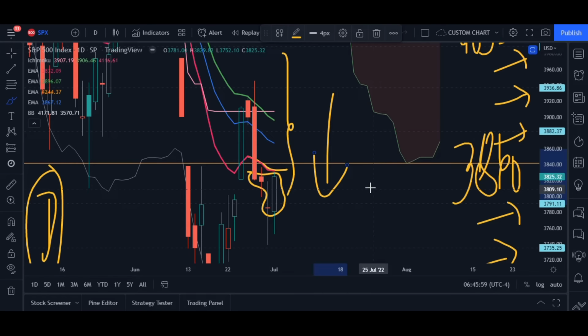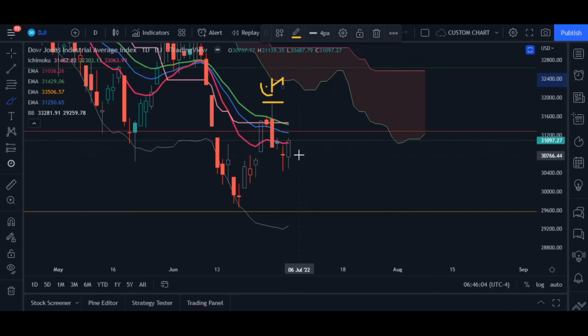However, there is a problem, and the problem comes through the Dow Jones. If you notice, the closing in the Dow Jones on the 1st of July is above the first moving average.